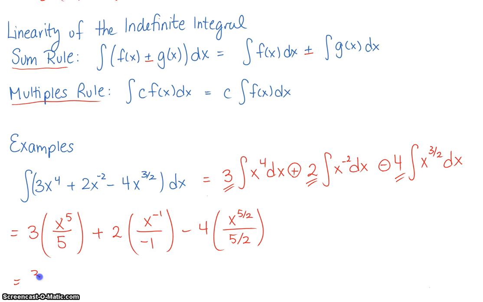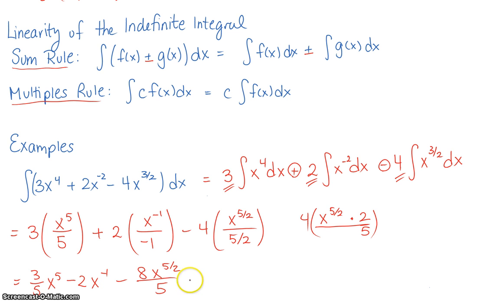So then we can simplify this down. 3/5 x to the 5th. This will make it minus 2 x to the negative 1. And then here, keep in mind when you're dividing by a fraction, it is the same thing as multiplying by its reciprocal. So then we would have that multiplied by 4. So we would have minus 8 x to the 5 over 2 all over 5. And of course, because we're doing an integral, plus c. Don't forget.